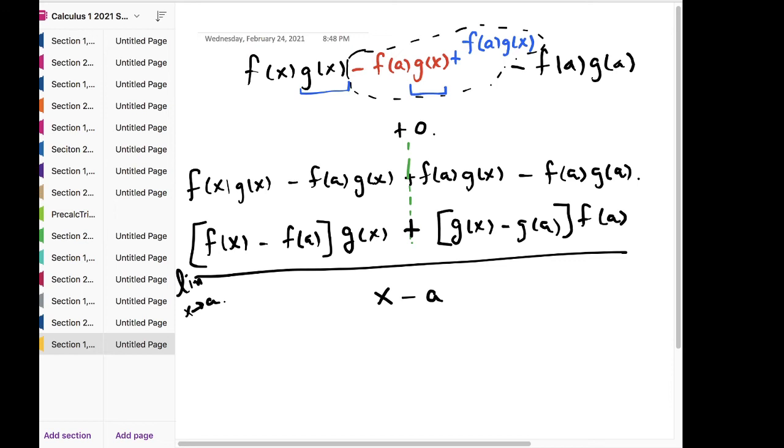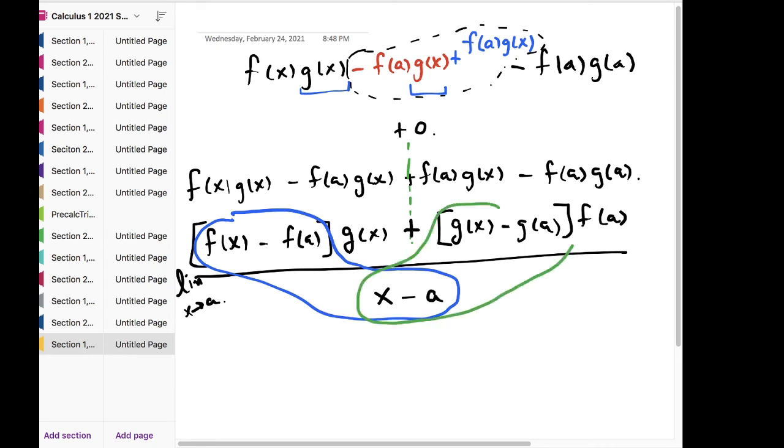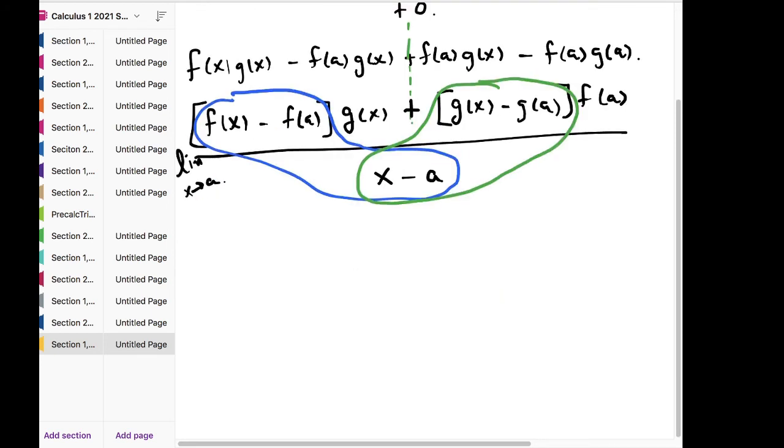And why is that? What do you see here that looks like the derivative of f or the derivative of g? Right, the brackets over x minus a, those are the derivatives. So what do you get? So as you bring x to a, you get f prime of a, and then when you plug in a for g of x, you get g of a.